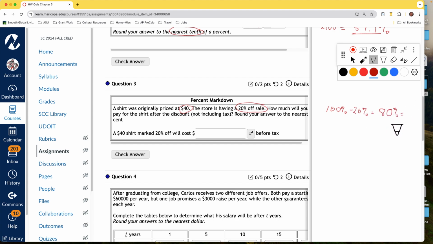Remember, 80% is 0.80. If we just multiply that by the original price, the $40, times 0.8, we will get the discounted price. And that should be about $32. 40 times 0.8.